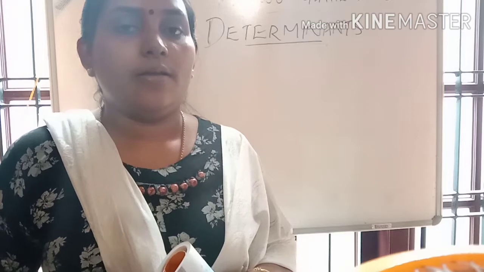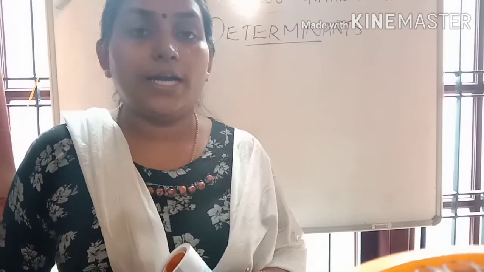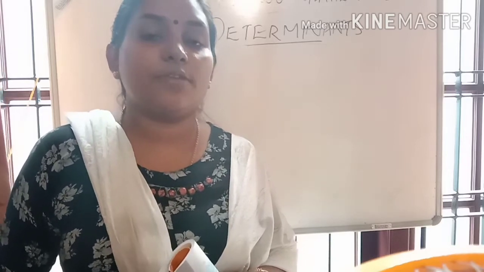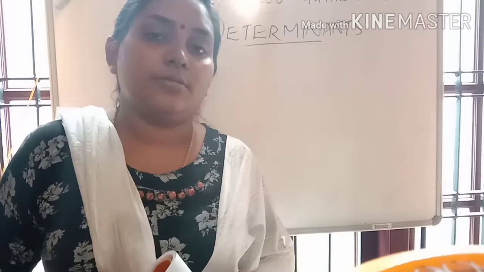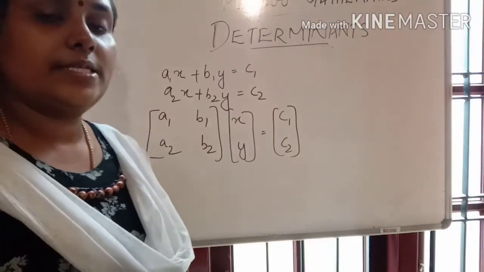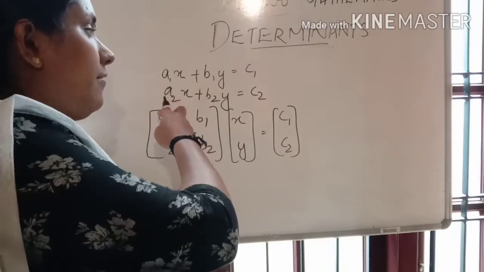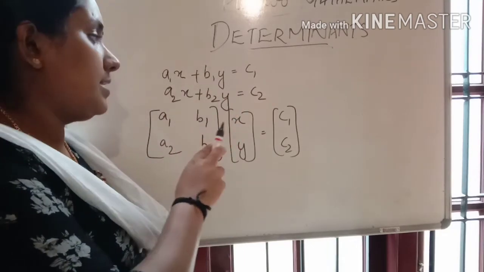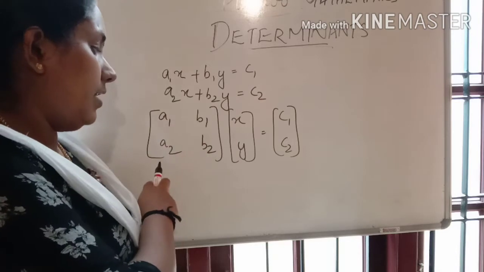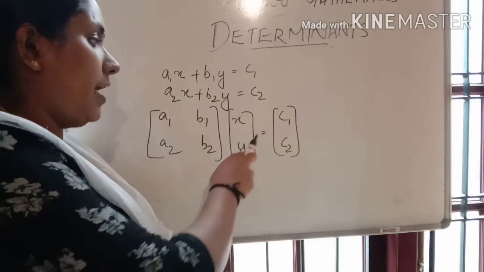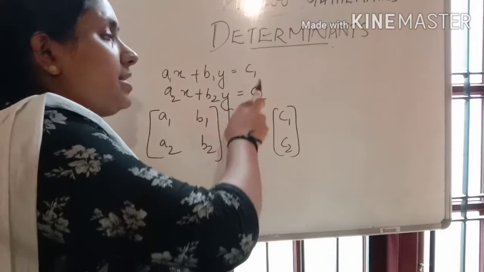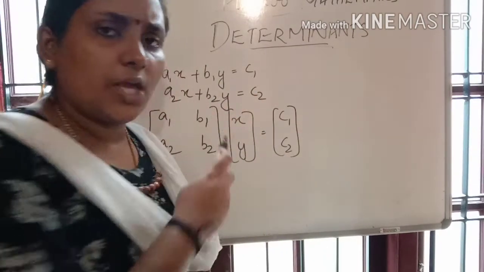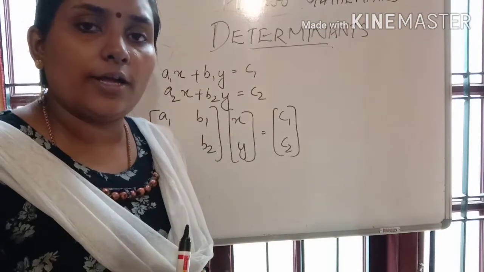In this chapter, we are going to learn how to find the solution, the uniqueness of a solution of a matrix, right? The system of linear equations like a1 x plus b1 y is equal to c1, a2 x plus b2 y is equal to c2. This equation can be written in the matrix form, right? Is this system of equations having a unique solution or not?